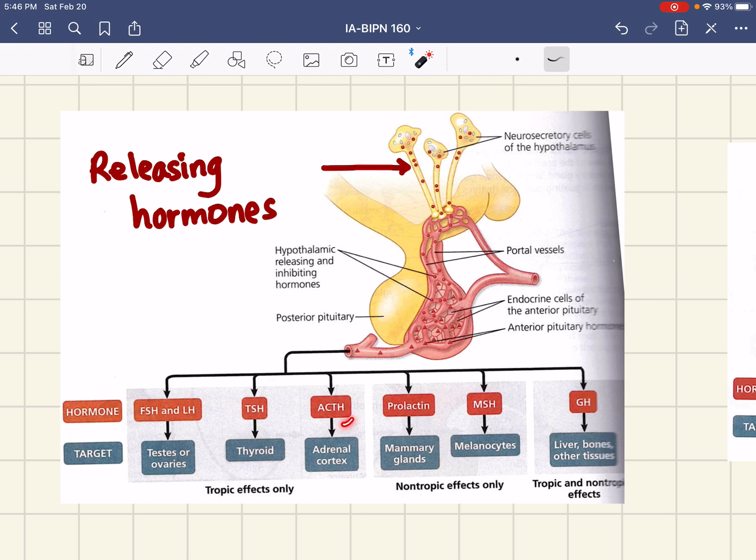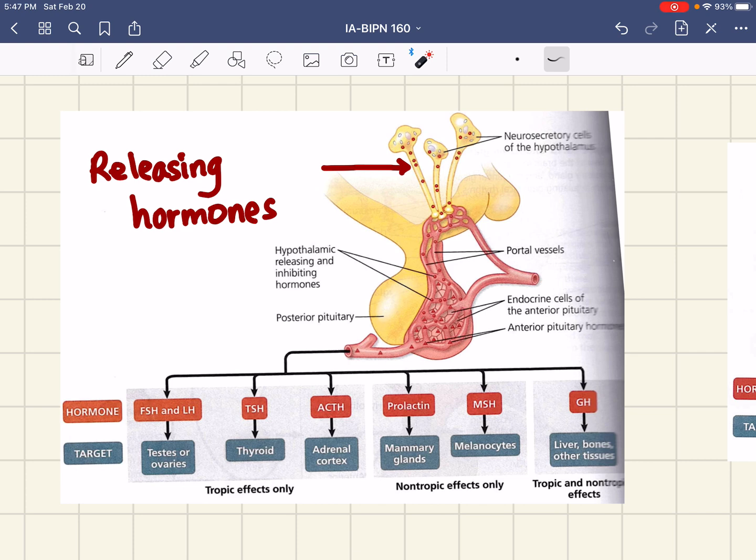And then we have ACTH. That's a hormone that activates cells in the adrenal cortex. Prolactin acts on the mammary glands. MSH, we don't really talk about this, so you don't have to worry. And then growth hormone activates tissues that are producing other factors for growth.